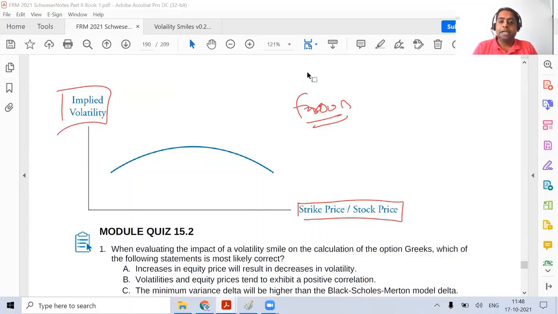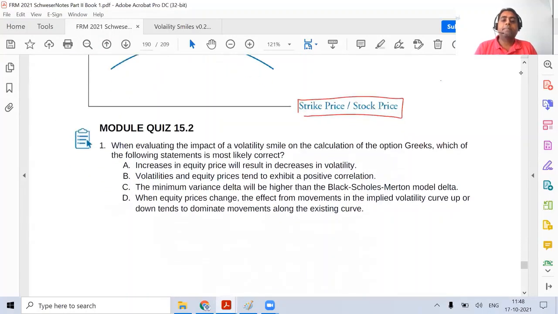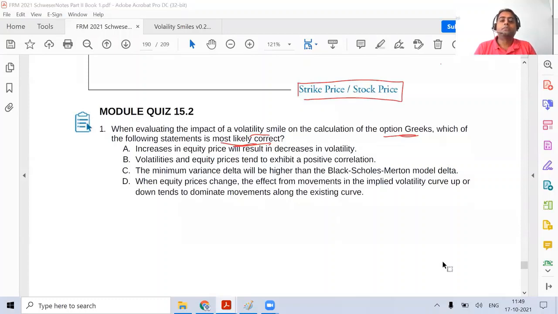Right. Let me take you towards this question. When evaluating the impact of volatility smile on the calculation of Greeks, which of the following statements is most likely correct? What do you think, guys? Which of the following statements are correct? Most likely. Okay, a lot of people are saying D is correct.